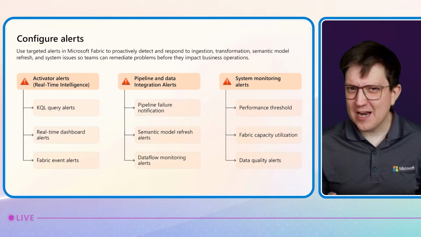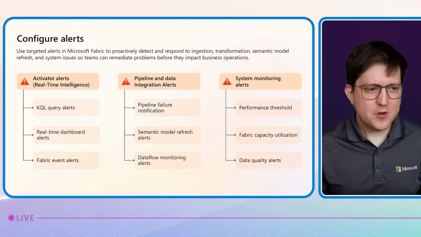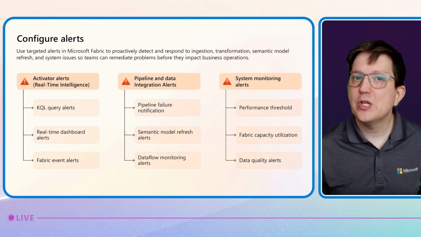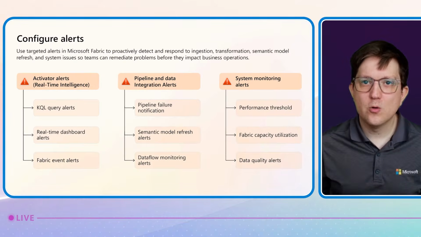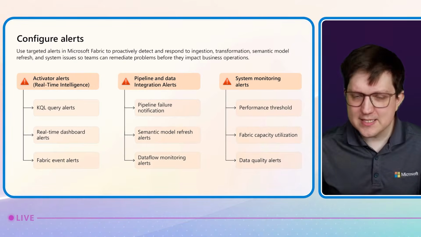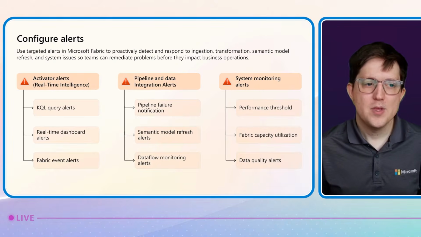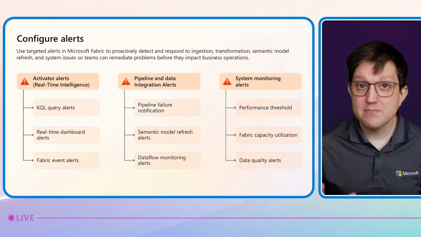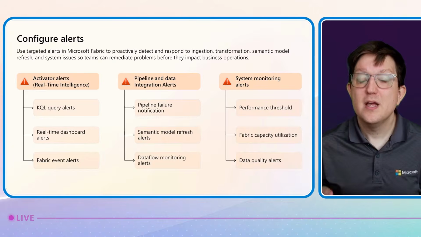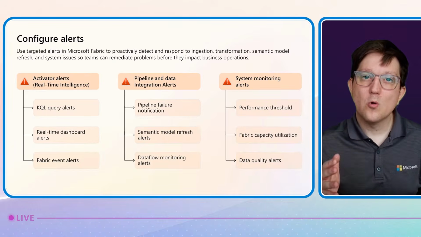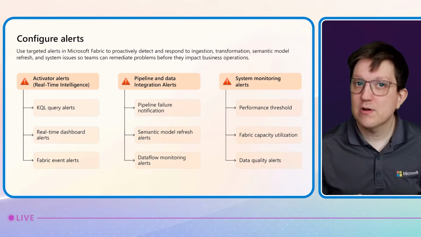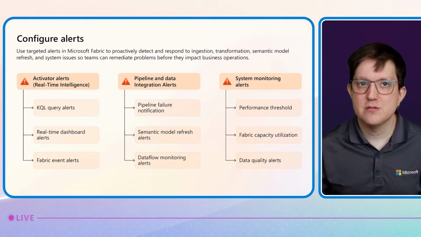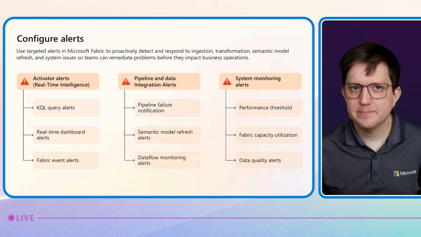I've got 3 main categories that I've grouped here. The first is activator alerts. Think real-time. A KQL query or a real-time dashboard alert, a Fabric alert, these are the things that happen real-time there. A pipeline or data integration alert, something that's happening in a programmatic fashion that may need attention, or a system monitoring alert. Performance thresholds that you set, capacity utilization, data quality, these sorts of alerts there.